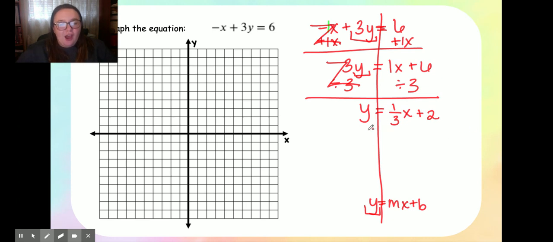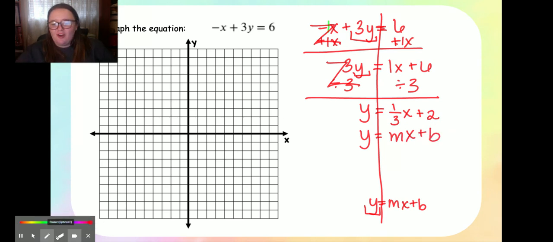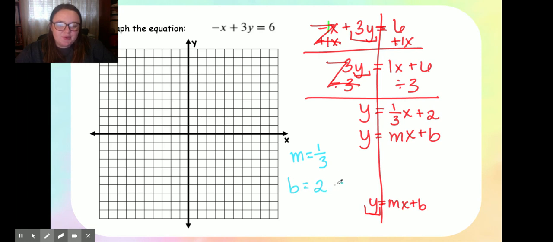Okay, you now have y equals mx plus b, and you know how to graph those because we've been doing those all along since the very beginning. My m is 1 over 3. My b is 2. We're going to begin with b, so I'm going to begin on that y-axis with my b at positive 2, 1, 2. Make my y-intercept point, and then we're going to move with our m. Remember, m is rise over run. It's a positive, so we run to the right.